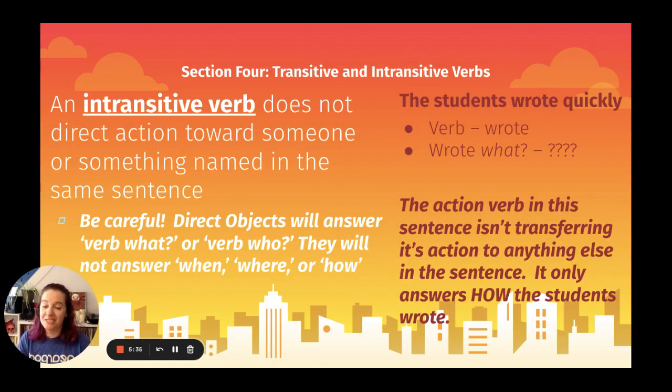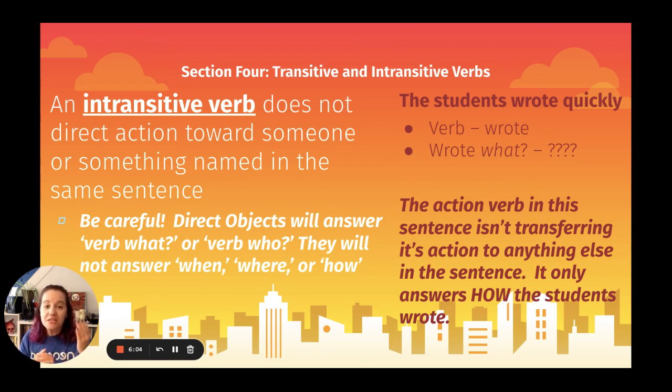Now, an intransitive verb is just the other kind of action verb. So an intransitive verb does not direct action towards someone or something named in the same sentence. It is an action verb that stands alone. It doesn't mean you're not going to have additional details. So be careful. Direct objects answer verb what or verb whom. They don't answer when, they don't answer where, they don't answer how. Those are our modifier questions when it comes to the verb.